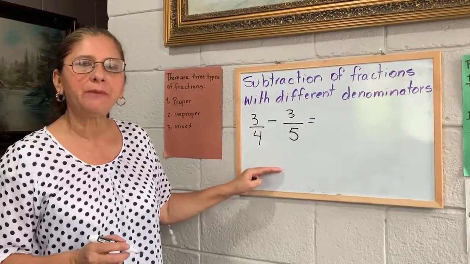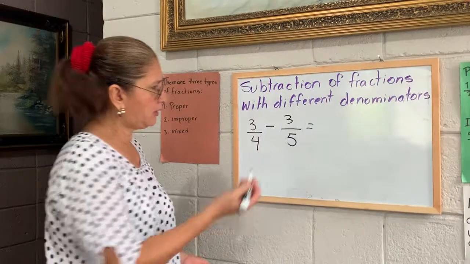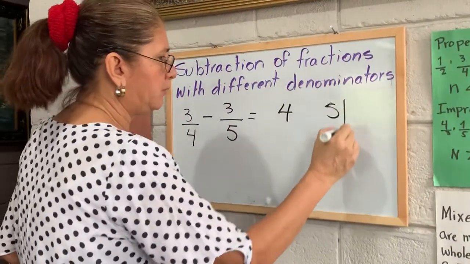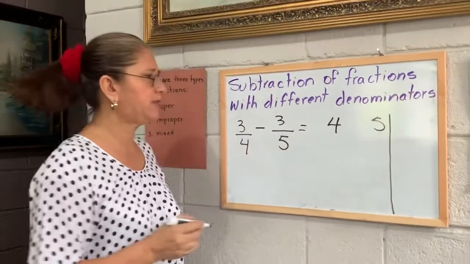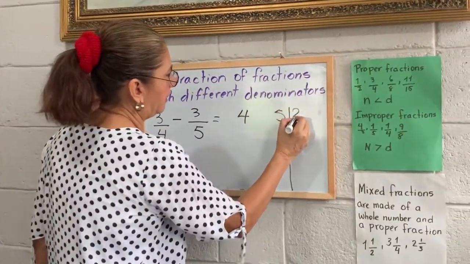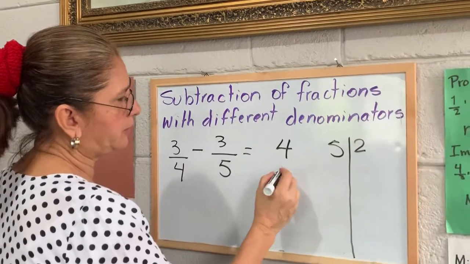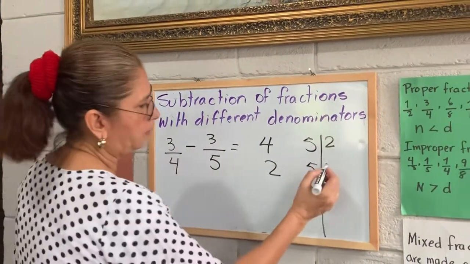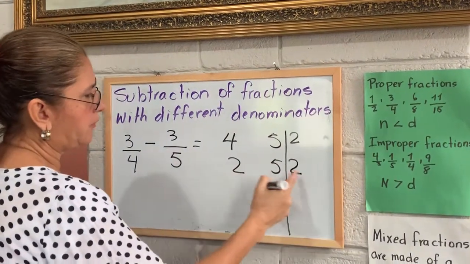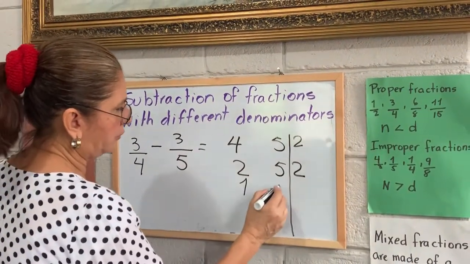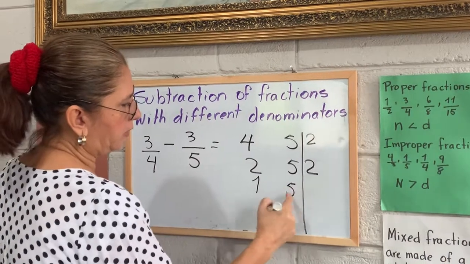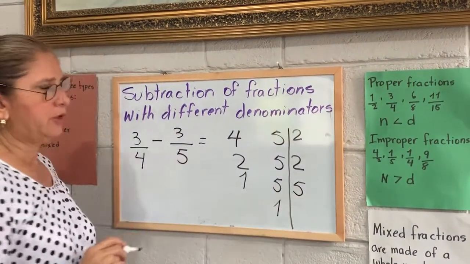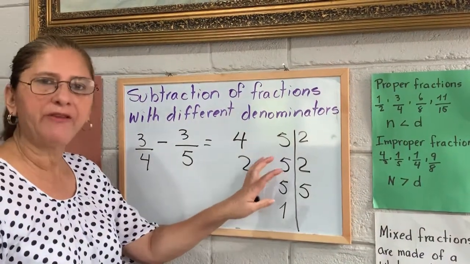What is the first step? Find the LCD. We are going to find the LCD of the denominators. Look, this is the first step. 4 divided by 2 is 2. We just break down 5. We continue with 2. 2 divided by 2 is 1. And we continue with 5. We write 5. 5 divided by 5 is 1. Okay, this is a prime factorization.